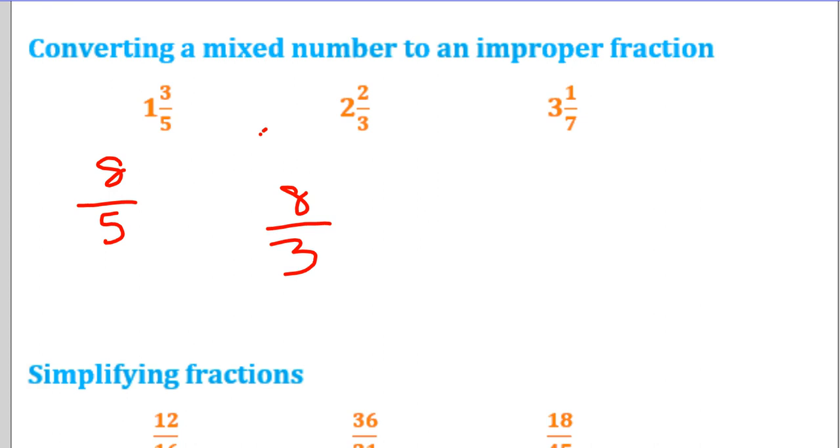And the last one, we've got whole number is 3. 3 times 7 is 21, plus 1 would give you 22/7. So weirdly enough, that happened to give us the one that we had above. We'll see 22/7 is one of the above ones. So see, they're all improper fractions because their numerators are larger than their denominators.